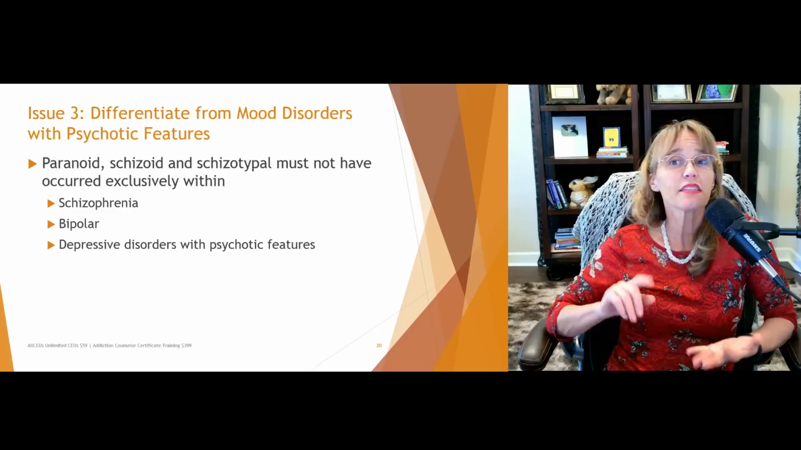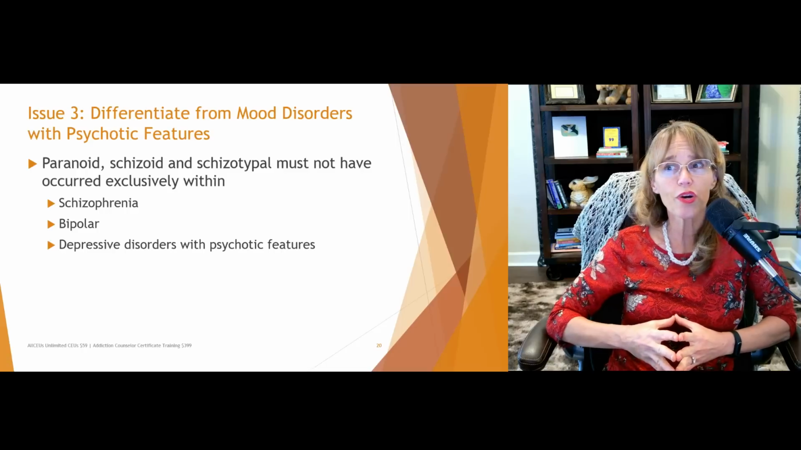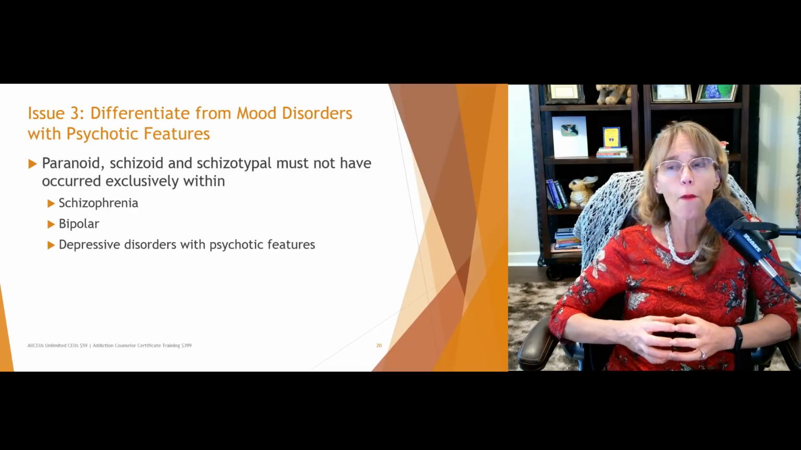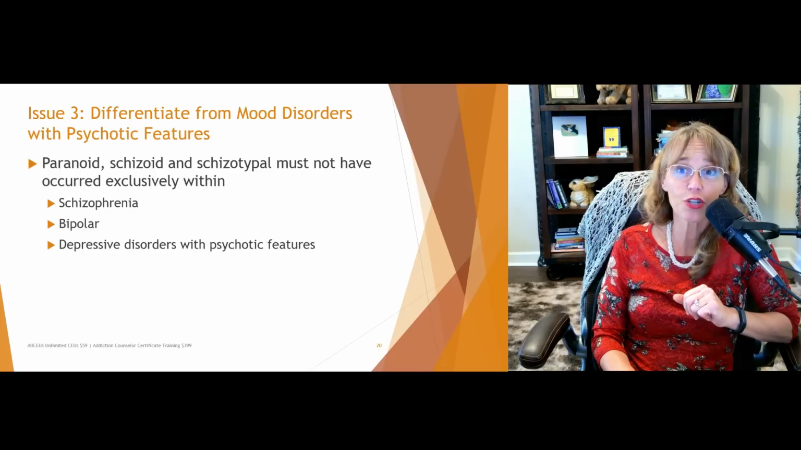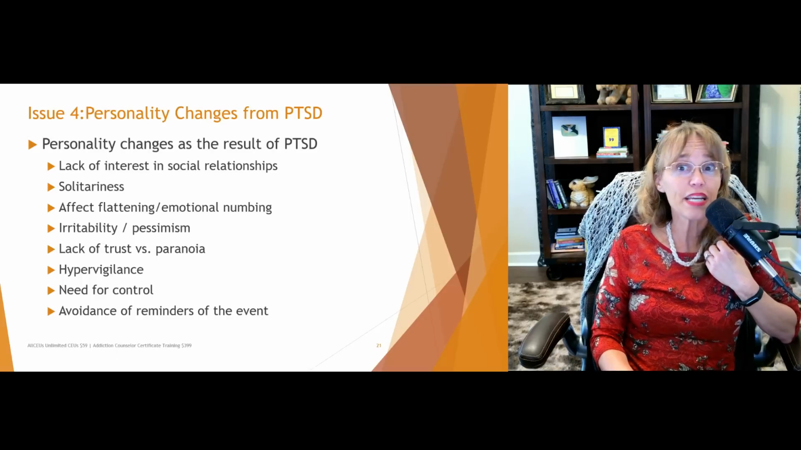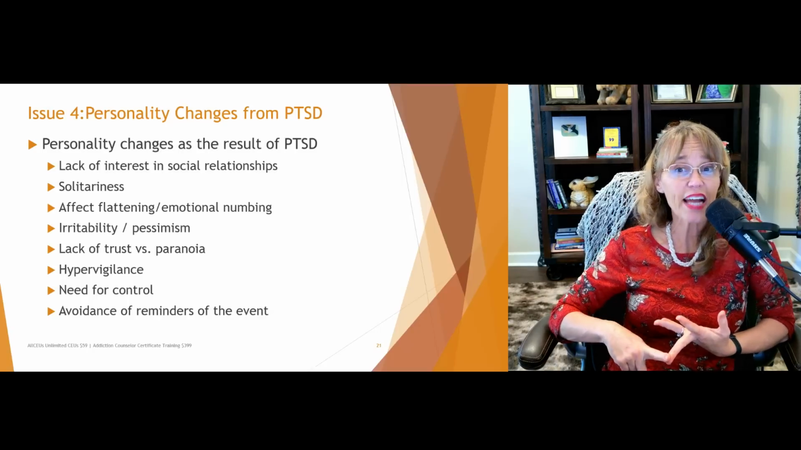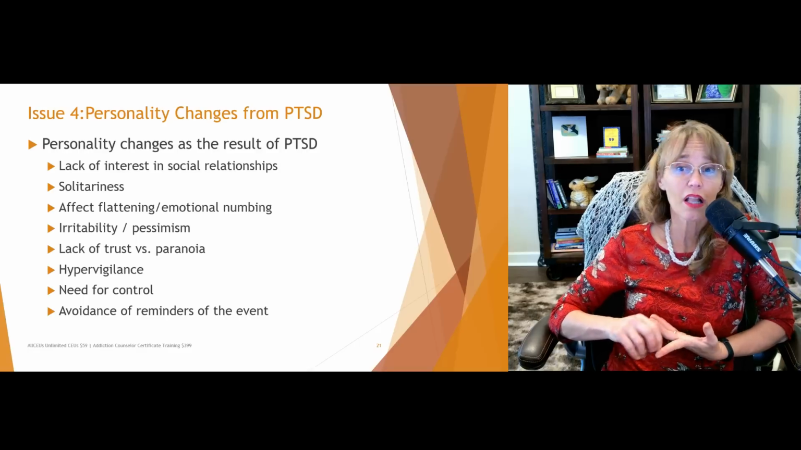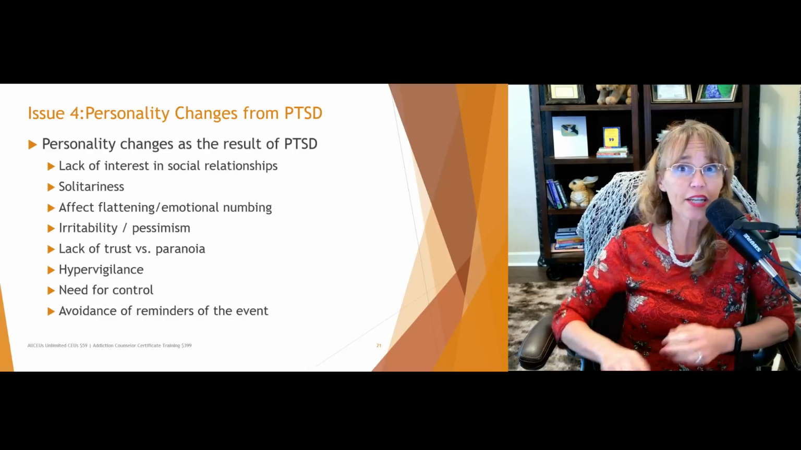We want to differentiate personality disorders from mood disorders with psychotic features. Paranoid, schizoid, or schizotypal personality disorder must not have occurred exclusively within schizophrenia, bipolar, or depressive disorders with psychotic features, including postpartum depression with psychosis. Personality changes may result from PTSD, including lack of interest in social relationships, solitariness, affect flattening, irritability, pessimism, lack of trust, hypervigilance, a need for control, and avoidance of reminders of the event.